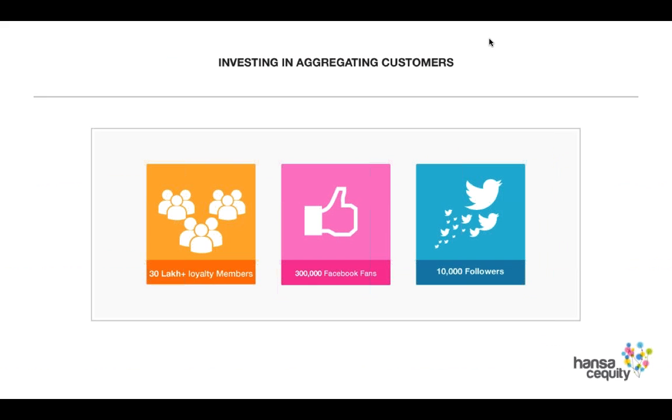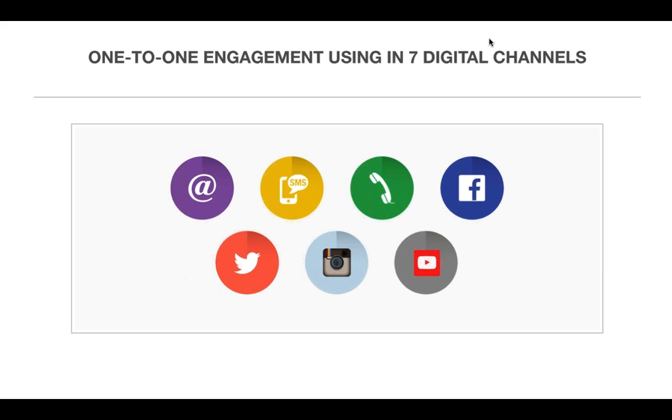The retail chain has been investing in aggregating customers from a loyalty member base to a digital footprint with Facebook fans and Twitter followers, and they've been creating this almost one-to-one engagement, which we are all privy to, we are all used to. We know what this is. We know what the one-to-one engagement using all the different digital channels are: Facebook, Twitter, Instagram, YouTube, phone call, SMS, and email. So we've been a part of that for a while.